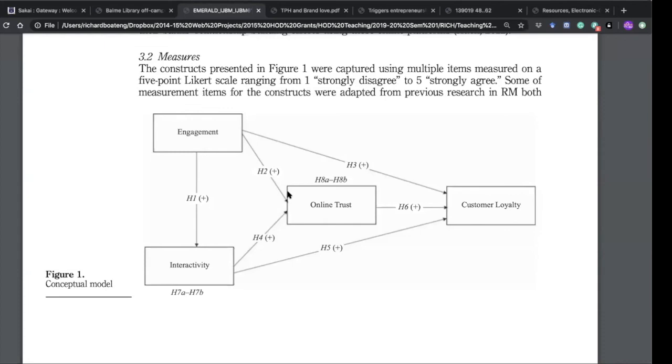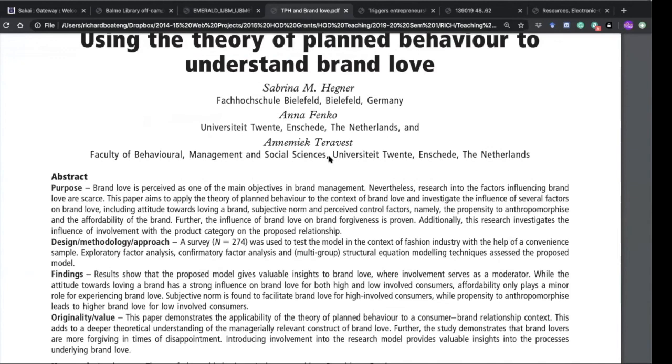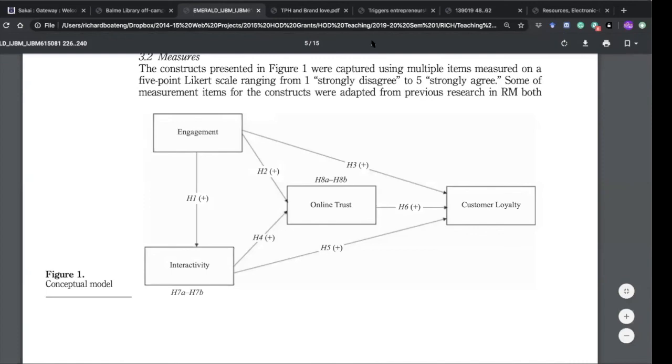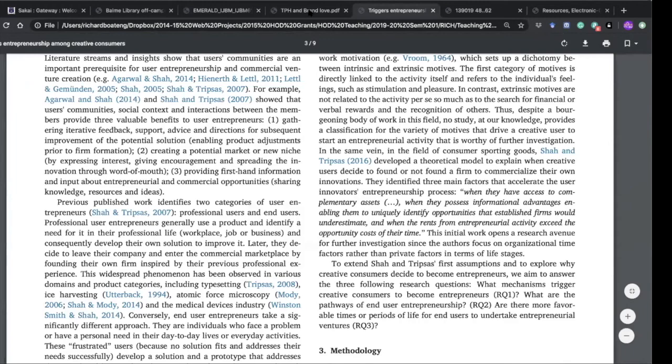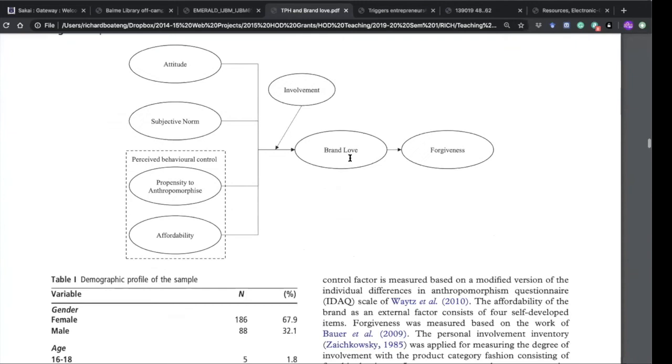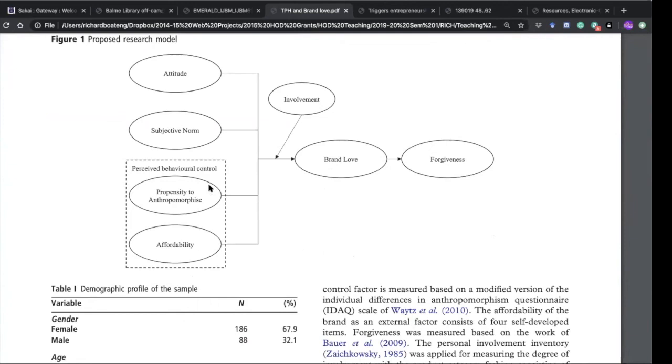But the other one, the theory of planned behavior, the author stated that it is purely based on this theory. The reason why I'm saying the brand love one is purely theory-based is that you can see the schematic diagram and the concepts from the theory in it: attitude, subjective norm, perceived behavioral control, are all coming from the theory of planned behavior.